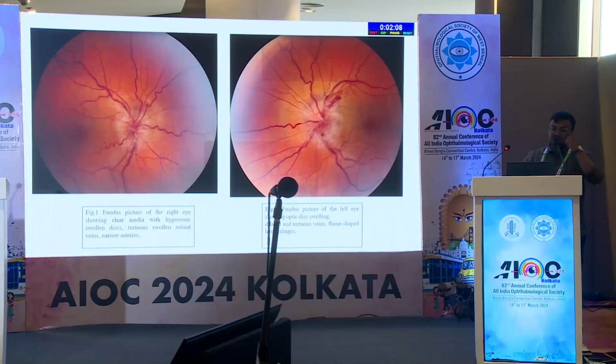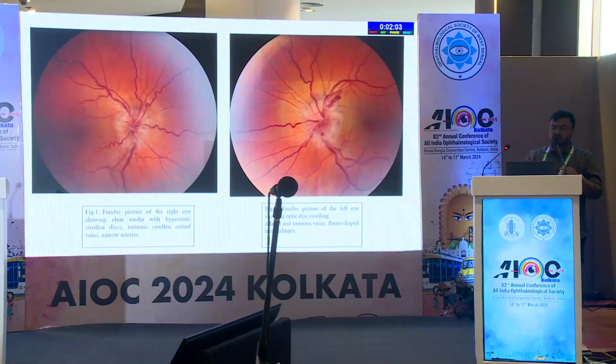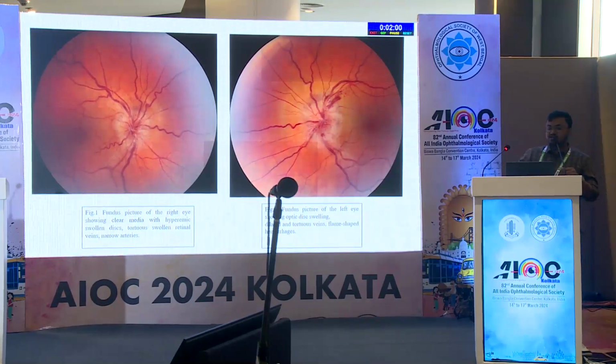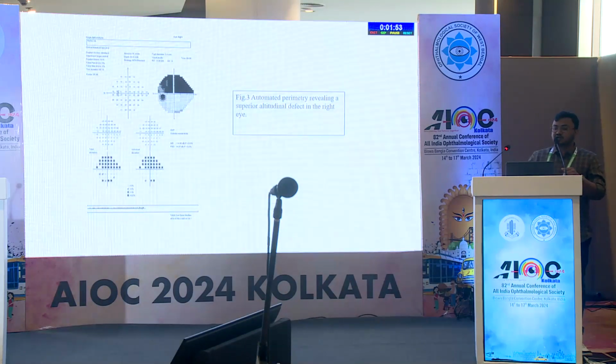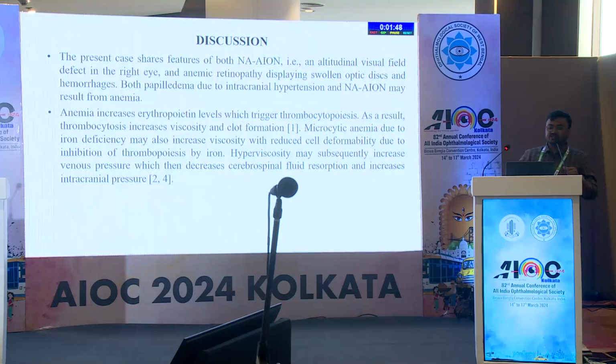Picture one shows the fundus picture of the right eye with clear media, hyperemic swollen disc, tortuous swollen retinal veins and narrow arteries. The left eye fundus picture shows optic disc swelling, dilated and tortuous veins along with flame-shaped hemorrhages. The automated perimetry of the right eye shows a superior altitudinal defect. On discussion, the present case shares features of both NAION and anemic retinopathy. Both papilledema due to intracranial hypertension and NAION may result from anemia. Anemia increases erythropoietin levels, which trigger thrombocytopoiesis. As a result, thrombocytosis increases viscosity and clot formation.